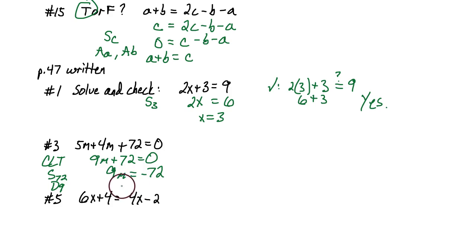9m divided by 9 makes m. And negative 72 divided by 9 is negative 8. We think the answer is negative 8. Let's do a check. Take the original equation, and where the letter m is, fill in negative 8.